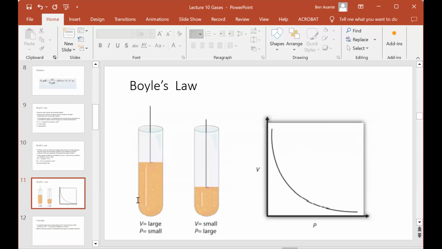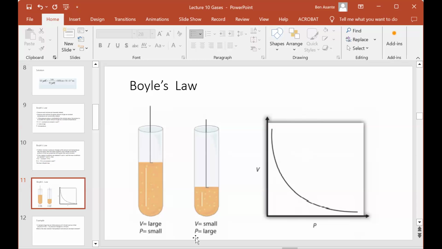This is a graph of it. Here you see a PV diagram, a pressure and volume diagram. The volume is changing, the pressure is changing. This is a negative curve. The pressure is on the abscissa, and the volume is on the ordinate. As volume is decreasing, pressure is increasing. As pressure is decreasing, volume is increasing. And here you see these test tubes. V is large, P is small.